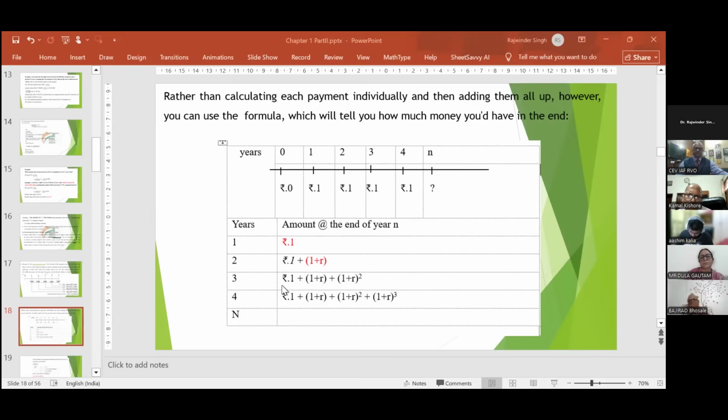At the end of the fourth year, what will be there? This (1 plus R) square will become (1 plus R) power cube. This 1 plus R will become (1 plus R) square. This 1 will become 1 plus R. And you deposit another 1 rupee in the bank. In this way, you will go on depositing rupees 1 in the bank every year, and every year some interest will be added.